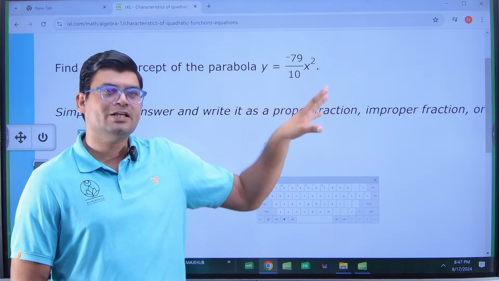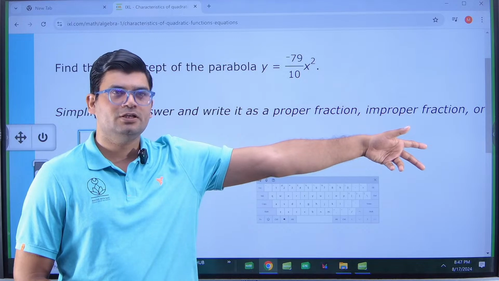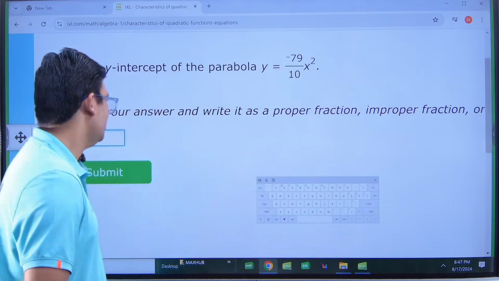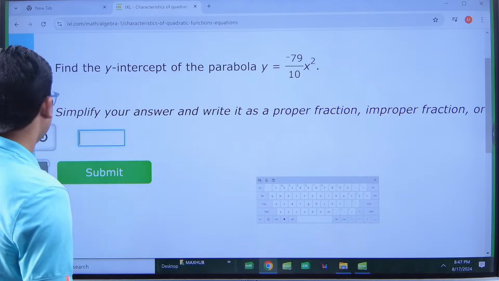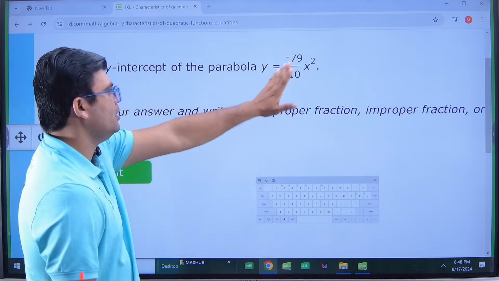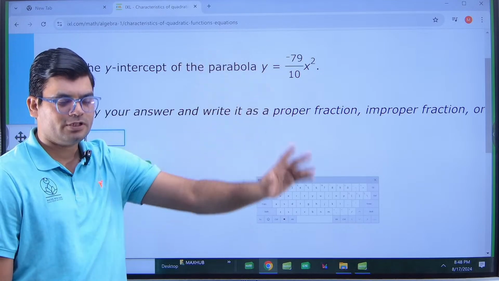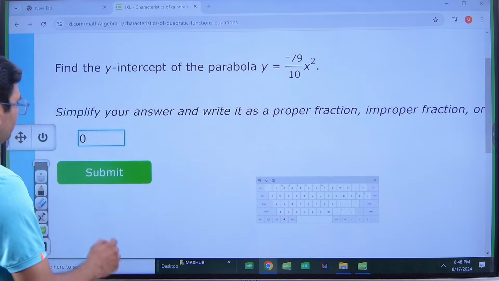So b square minus 4ac: you don't have anything as c, that is also going to be 0 only. Okay, sir. So 0 comma 0. You don't need anything else. Any time you will see just x square, it is always going to touch the x axis at 0 comma 0. Understood? Yes, sir.